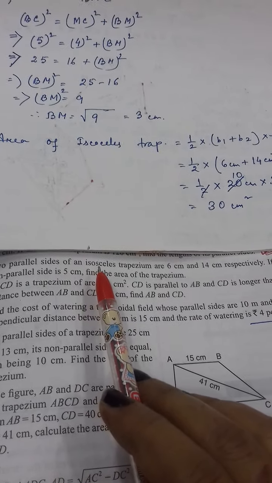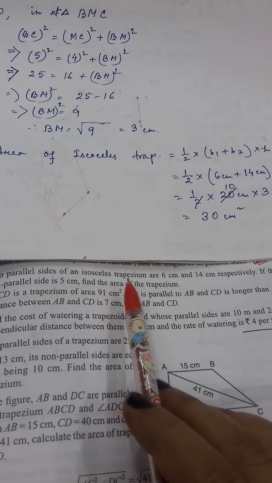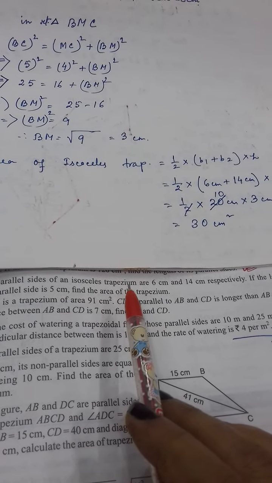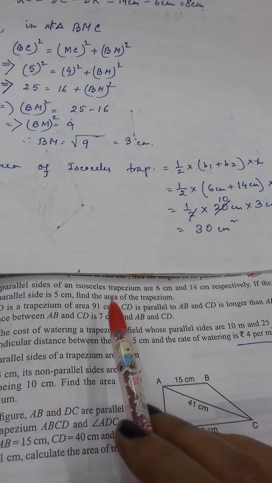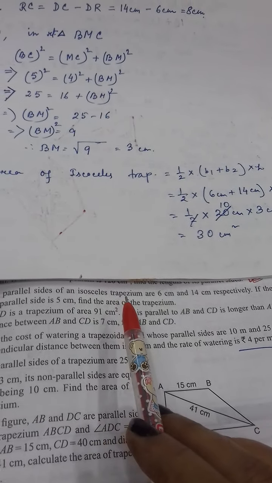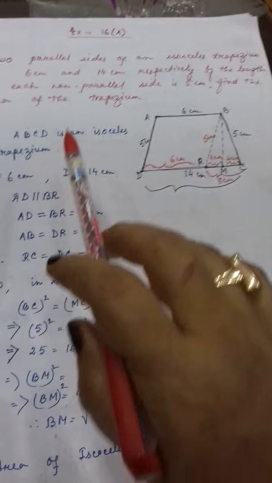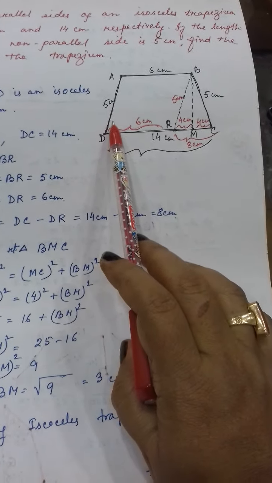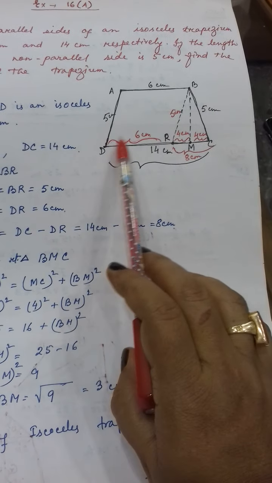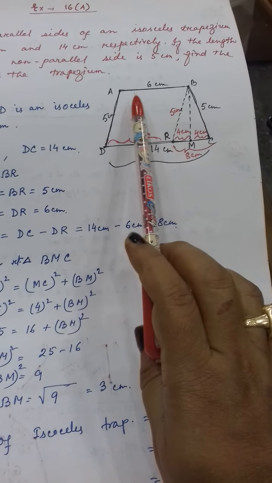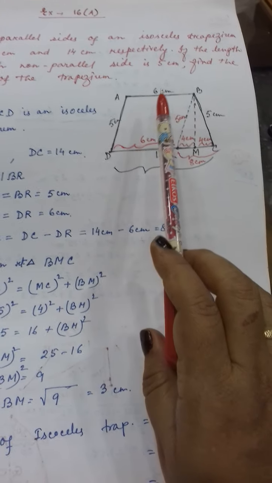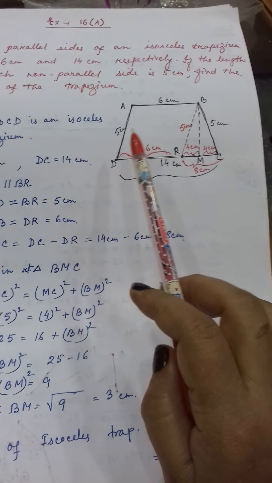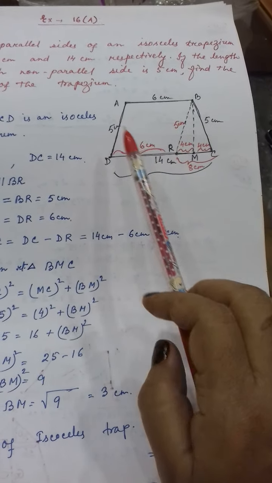Here it has mentioned isosceles trapezium. That means its base angles are equal. Clear? And two non-parallel sides are also equal. Now you see, this is the figure. These two base angles are equal. Either you consider these two base angles or you can consider AB base angles. And these two non-parallel sides are equal. Clear? So it is an isosceles trapezium.